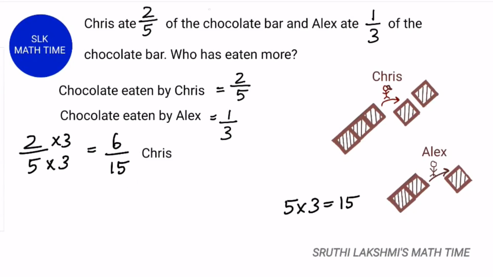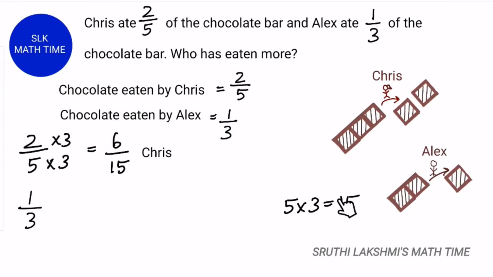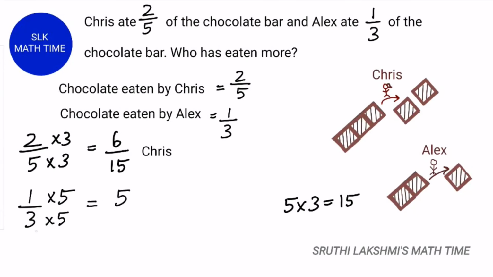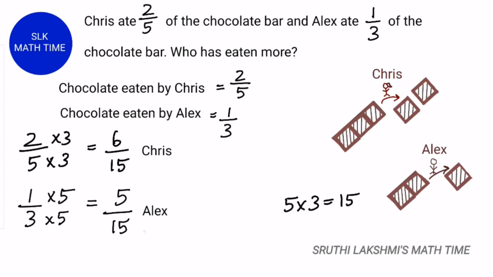And now for Alex, which is 1/3, 3 into what equals 15? 3 into 5 equals 15. So you multiply the denominator and the numerator by 5. So 1 into 5 is 5 and 3 into 5 is 15. So Alex ate 5/15 of the chocolate bar.